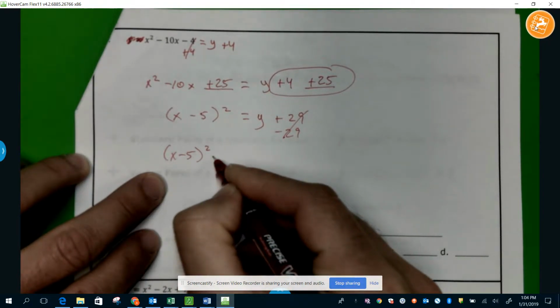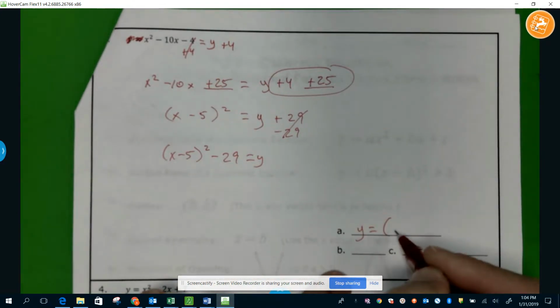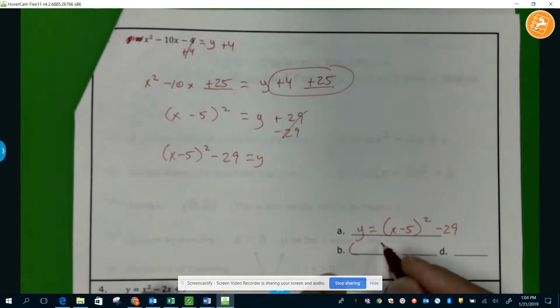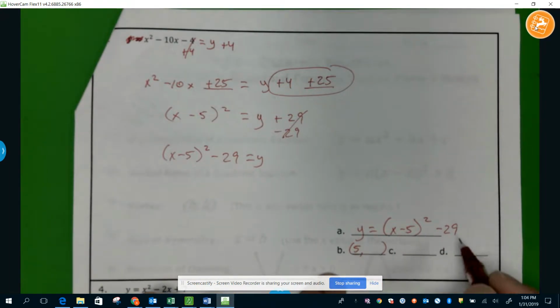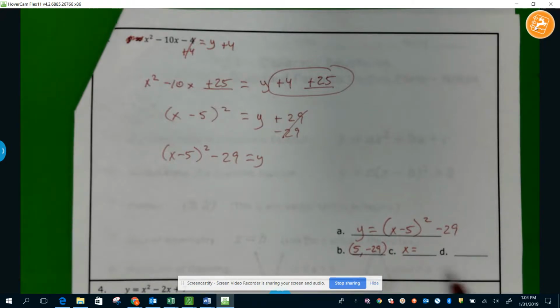x minus 5 squared, subtract 29 equals y. So y equals x minus 5 squared minus 29. My vertex, the x value is always opposite of what it says here, so it's going to be a positive 5. The y value always is what it says it is, so negative 29. Axis of symmetry always has to start off with x equals, and it's always the x value of your vertex. So here we're going to have x equals 5. And then the direction of opening, again, I have a positive a value out in front. There's an invisible positive 1, which tells me that we open up.